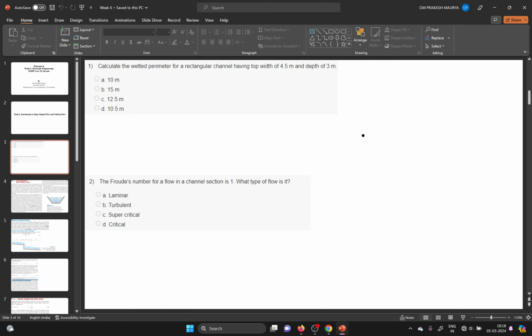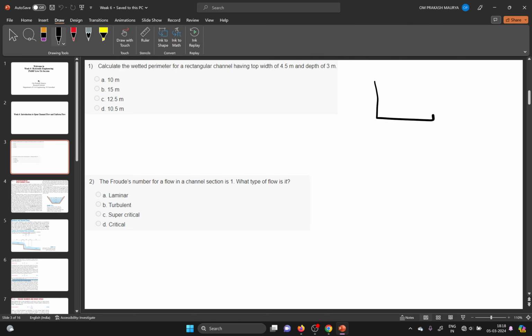So here the channel is rectangular, and width is given 4.5 meter and depth is given 3 meter. So your perimeter is nothing but the addition of these two things: 4.5 plus 2 into 3. So it will come 6, that is 10.5 meter. So 10.5 meter is the correct answer.